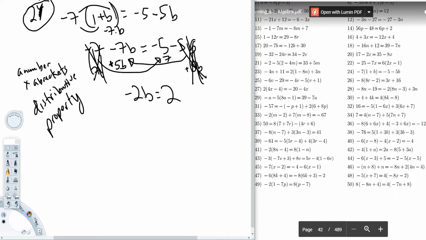Now, to get rid of this minus 2b, we have to divide by minus 2, right? Not divide by 2. Don't make that mistake. It's divide by minus 2. It is a negative 2 that is multiplying b, not 2 multiplying b. So this is really minus 2 times b. To get rid of the minus 2, see what I'm saying? b equals negative 1. 2 divided by negative 2 is a negative 1, not a positive 1. Positive divided by negative equals a negative. Is that the right answer for 24? Yes, it is.